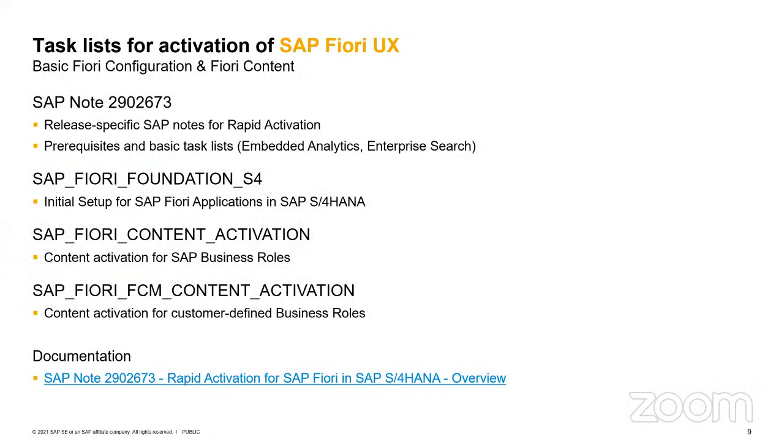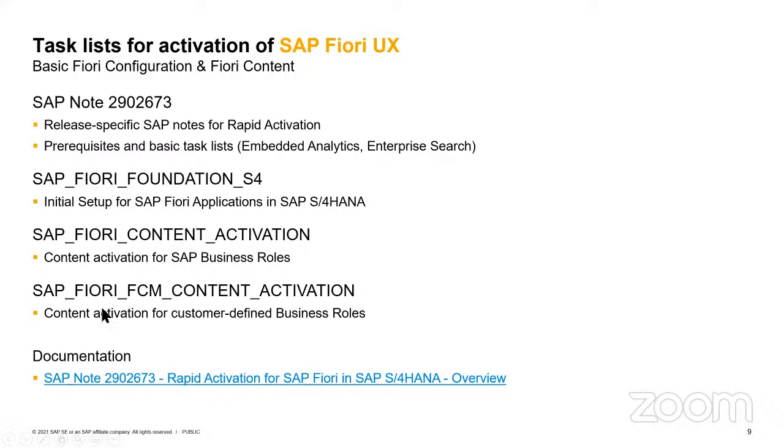We have mainly 3 task lists which are relevant in this implementation phase. First, we have the Fiori Foundation task list, which is the starting point to activate all services of the Fiori infrastructure, Launchpad service, and so on. Then the second one is the content activation task list, which is there to activate SAP delivered content in a sandbox system and then test and explore it, do a fit gap analysis.